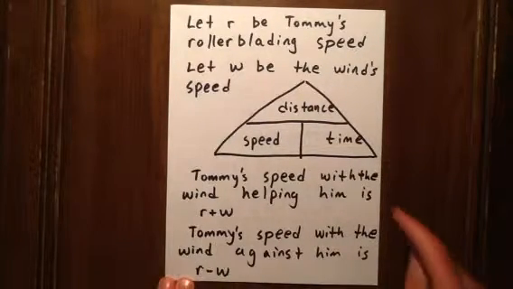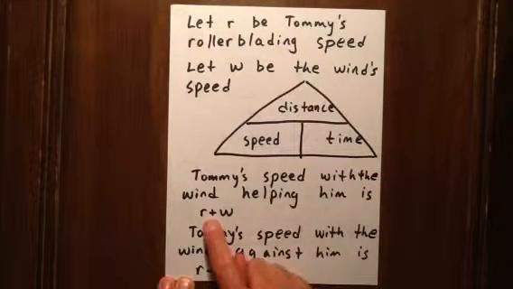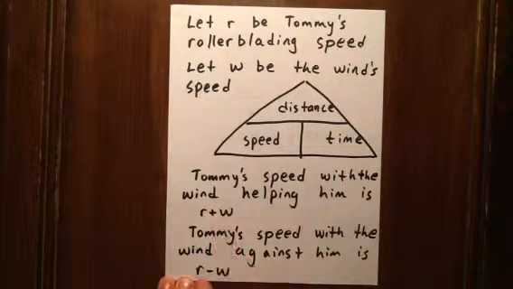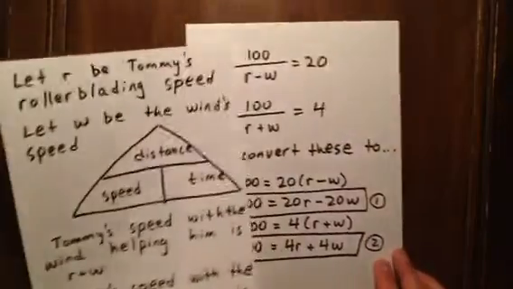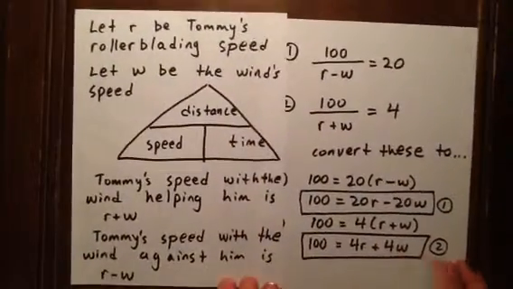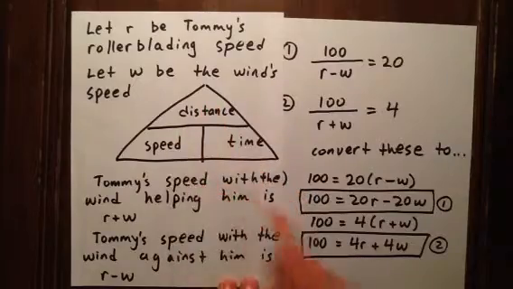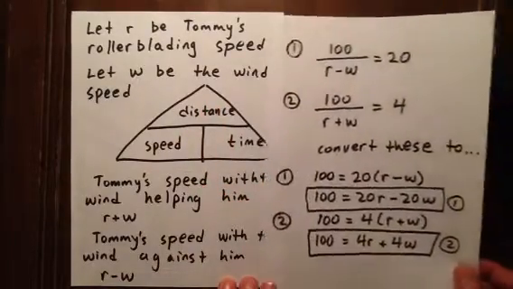Okay? So, when the wind is helping him, his total speed is his ability plus the wind, R plus W. And when the wind is against him, when it's hurting him, then his total speed altogether is his speed alone minus the wind, R minus W. Okay? And so we have to keep that in mind. We've got two different possible speeds. And also, what we have to keep in mind is that the time is going to equal the distance over the speed.